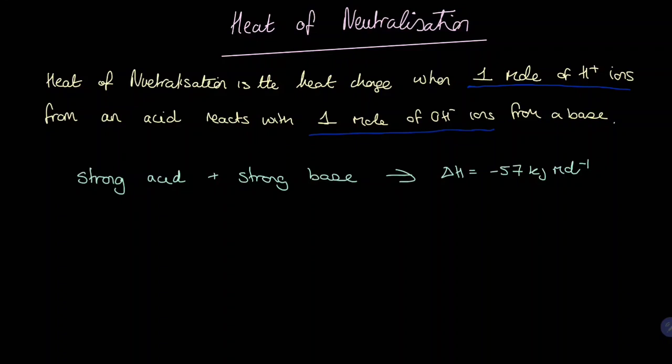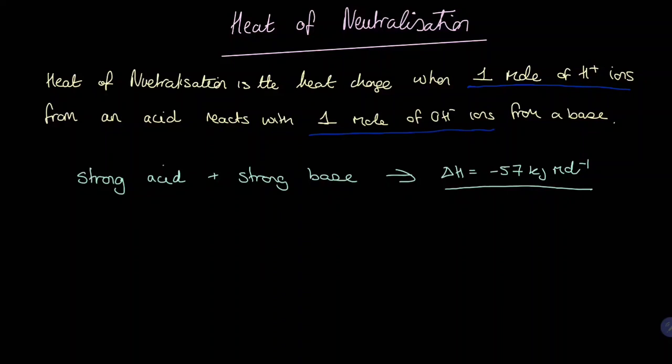So if we have a strong acid and a strong base reacting together to neutralize each other, a strong acid and a strong base by definition are acids and bases that fully dissociate in water. So they're going to fully break up into their H plus or their Cl minus, for example, and all of the ions will be able to react together. So full neutralization reaction will occur. So in that reaction, we're going to get a heat change of around about, usually, minus 57 kilojoules per mole.